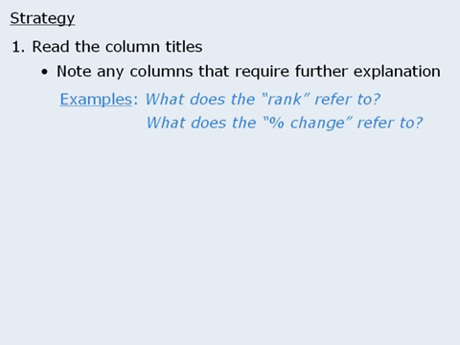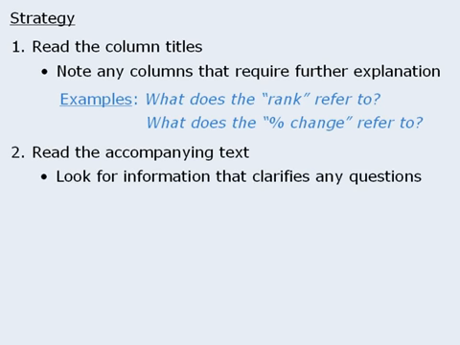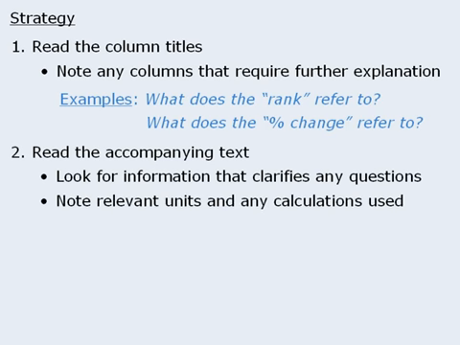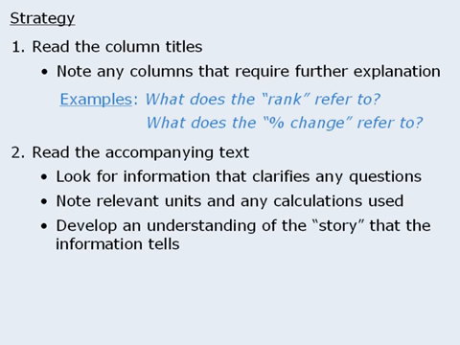Now, once you have a rough idea of what this table is all about, read the accompanying text. As you do this, look for the information that answers the questions that were raised as you read the column titles. At the same time, be sure to note any relevant units and any important calculations used to determine certain values in the table. For example, one column may have the title Consumer Price Index, and the accompanying text may explain how this is calculated. Finally, as you're reading the text, try to develop an understanding of the story that the information tells. For example, if the table does not already have a title, what title would you give it?